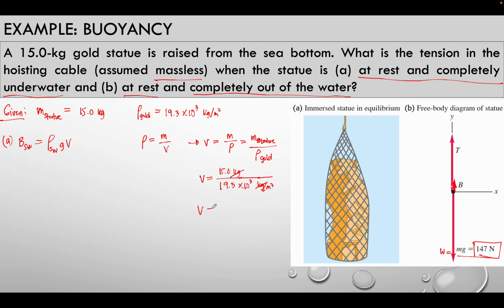So the volume V is equal to 15 divided by 19.3 times 10 to the power of positive 3, which is equal to 7.77 times 10 to the power of negative 4 cubic meters. Okay, so we have now our volume. So we can solve for the buoyant force.